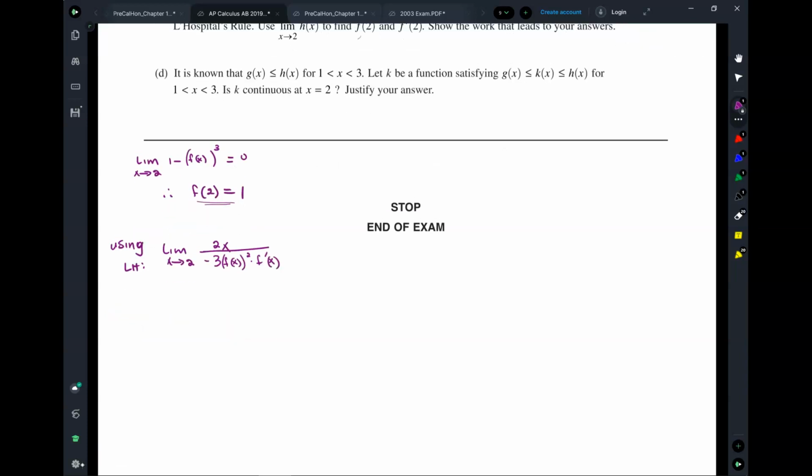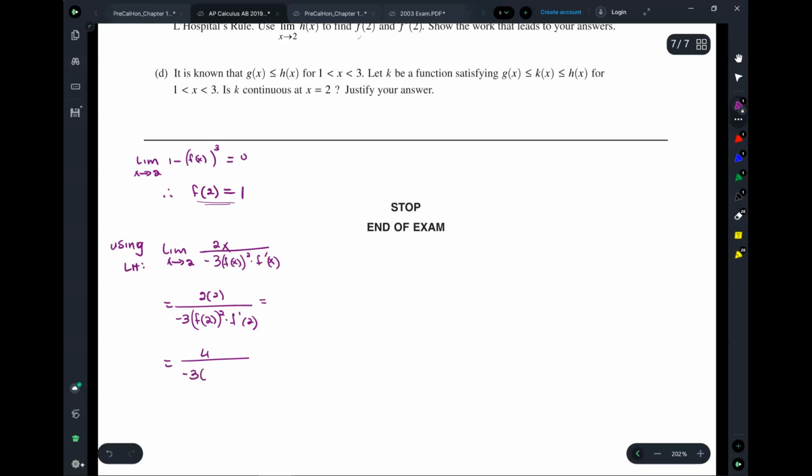So as x approaches 2, let's plug in 2 in here. This is equal to 2 times 2 over negative 3 times f of 2 squared times f prime of 2. And what are all these numbers equal to? Okay, so this is equal to 4 over negative 3 times, what's f of 2? 1, times f prime of 2. Do we know what that is? No. Okay, but what is this?